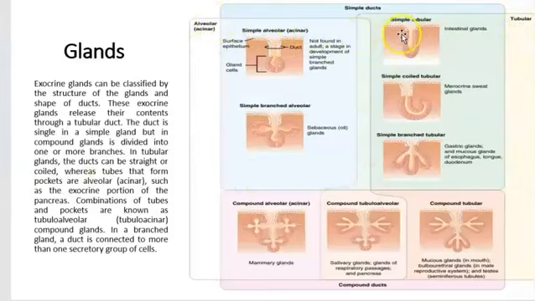If the acinus is like a tube like this, it's going to be tubular. If it's just one duct, it's going to be called simple. That's why this was called simple tubular. Now, if the acinus is like a balloon, it's alveolar. And if it has multiple branches, it's compound, like in this case.